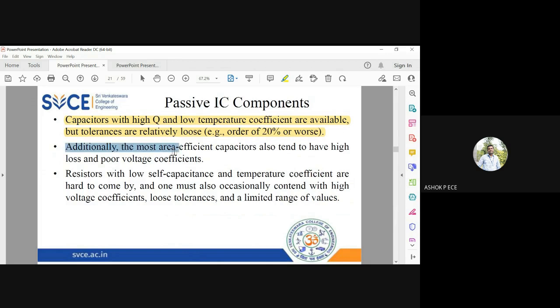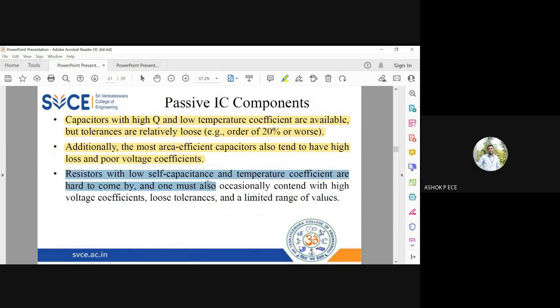Also, most area efficient capacitances tend to have high losses and poor voltage coefficient. If you compromise on area, you have to accept very high loss. If your area becomes very high, then this device cannot be used for a compact application, right? So a lot of issues are there with capacitance also, and resistance, you see.